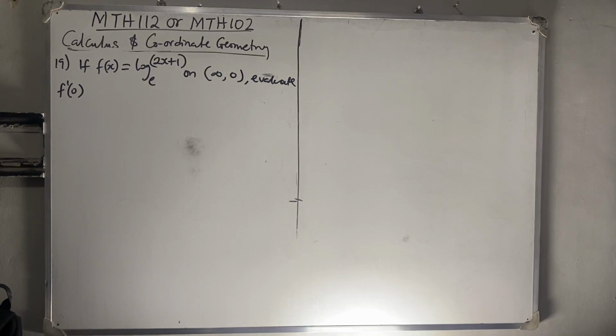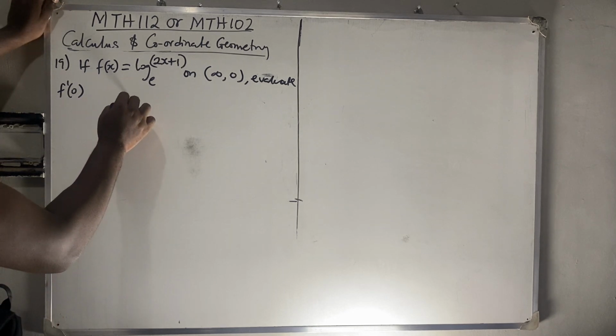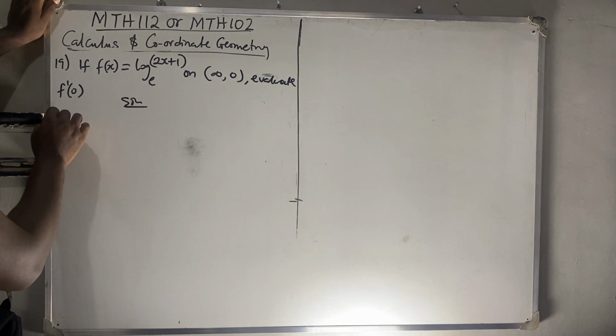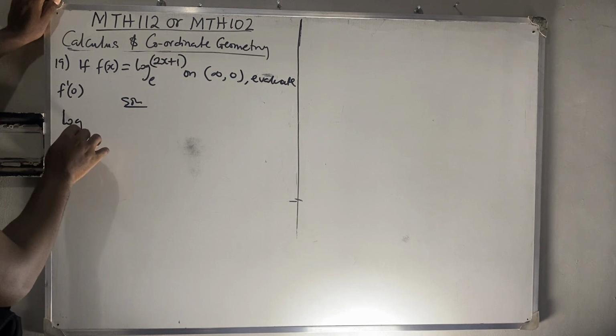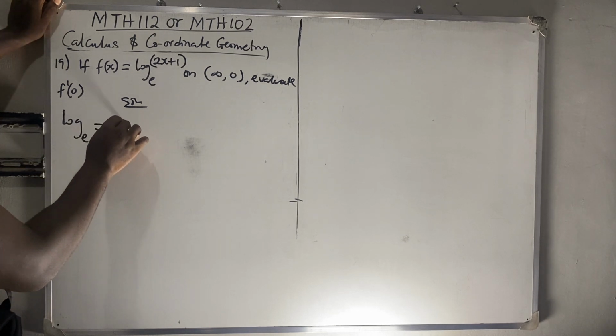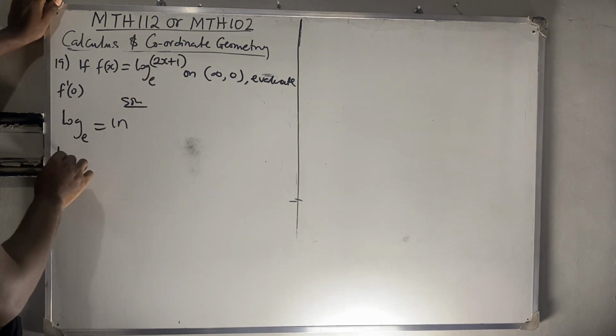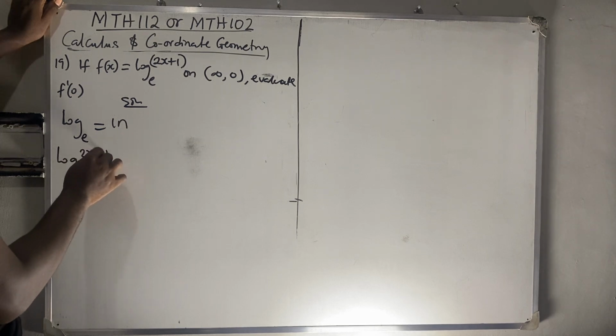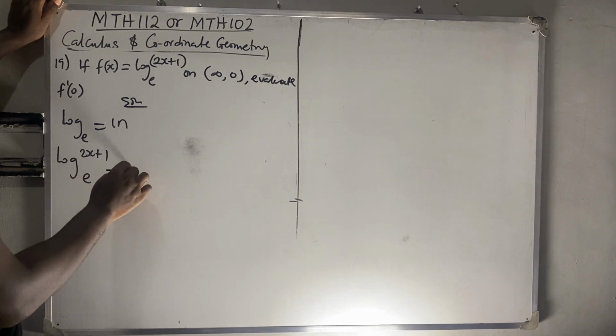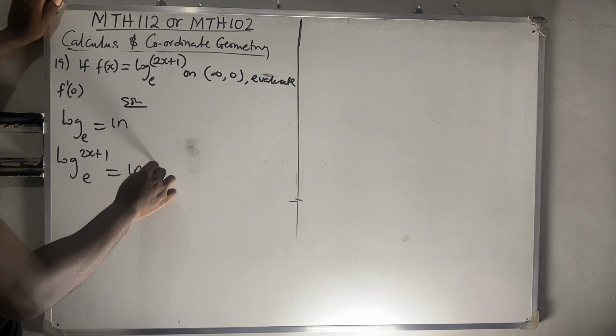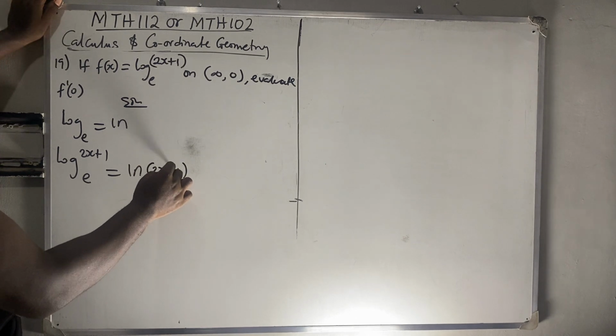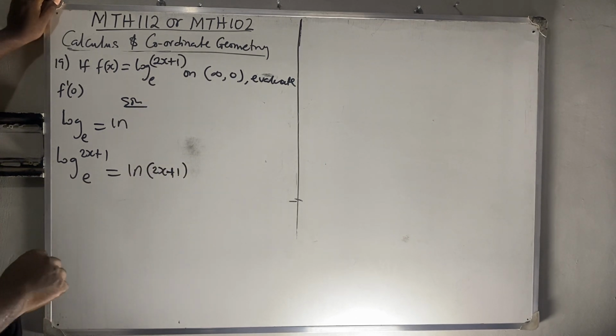In this video, we are asked to find f prime of 0 if f of x is equal to log of 2x plus 1 base e. Solution. I hope you know that log in base e is the same as saying ln. So therefore, log of 2x plus 1 in base e is ln(2x plus 1).